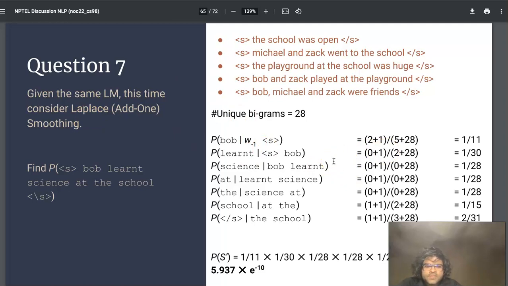I hope this is clear. If you have any doubt, you can ask. I think it is clear till now. If you have any doubt, you can ask in the chat box. I will try to answer this.